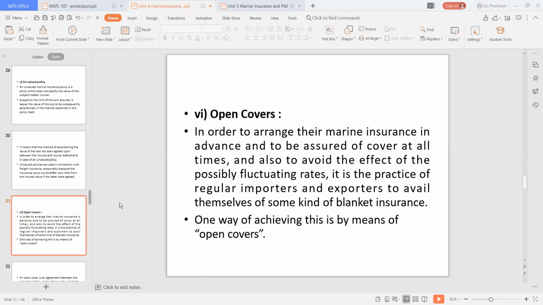What do you mean by open covers? Marine insurance in advance and assured of cover at all times, and also to avoid the effect of possibly fluctuating rates.